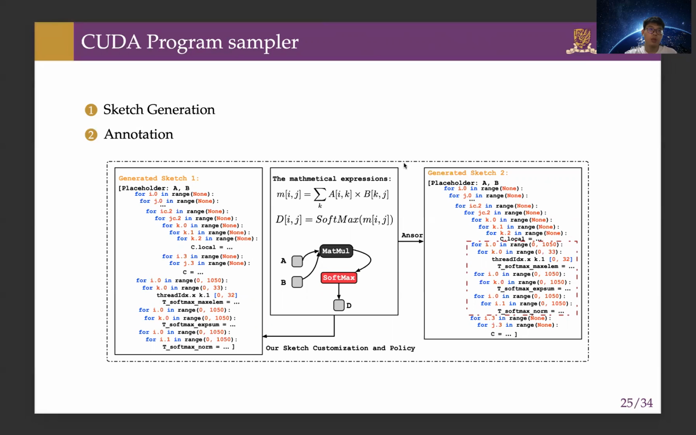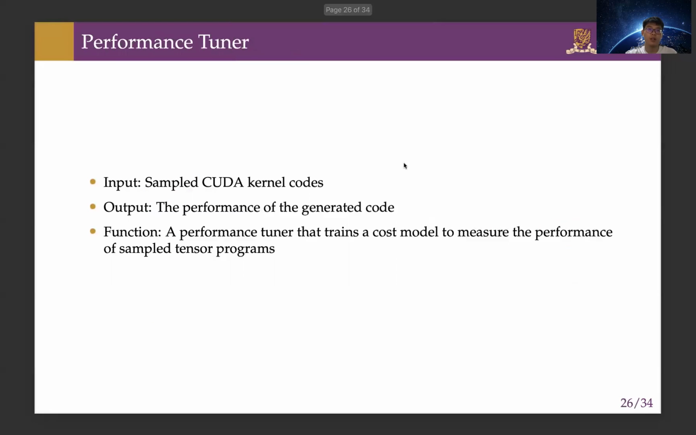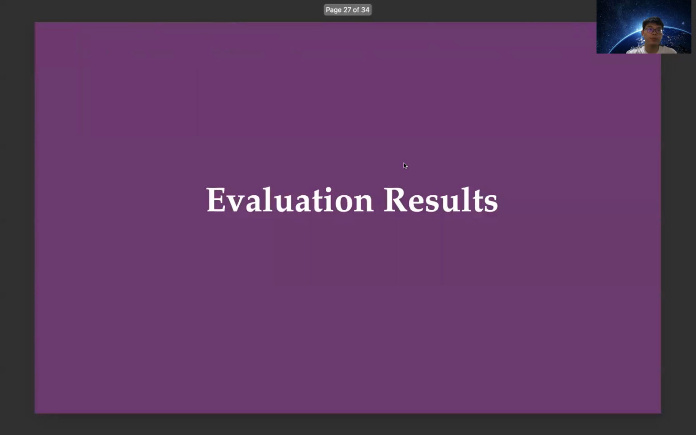Let's move into the performance tuner section. The input of the performance tuner is a sampled CUDA kernel code, and the output is the performance of the generated code. The function of this section is to train a cost model that measures the performance of sampled tensor programs. We continue to follow the design of the auto tuner part in TVM. Okay, let's move into the evaluation results.